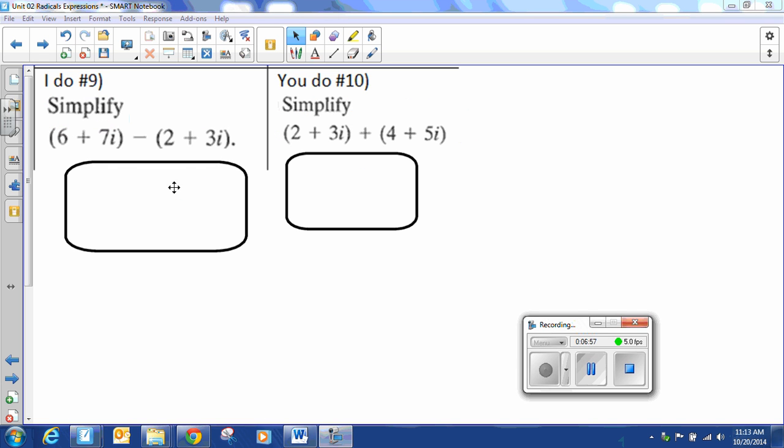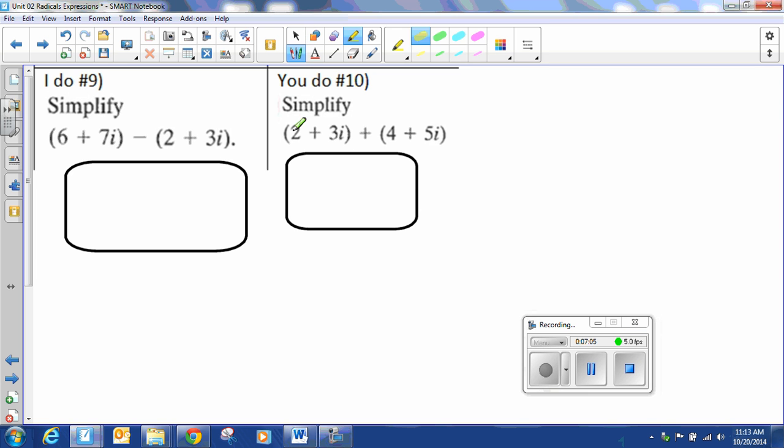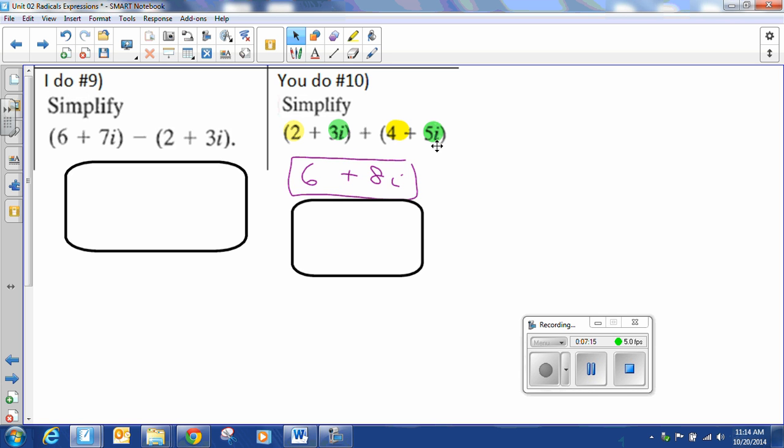Number 9. So here we have, well, let's jump to number 10 first because it's addition. So here we're basically just combining like terms. We can combine the 2 and the 4. We can combine the 3i and the 5i. Nothing special about this problem. We end up with 2 plus 4 is 6, and 3i plus 5i is 8i. This is called a plus bi form. This is known as a complex number because it's a mix of real numbers and imaginary numbers.